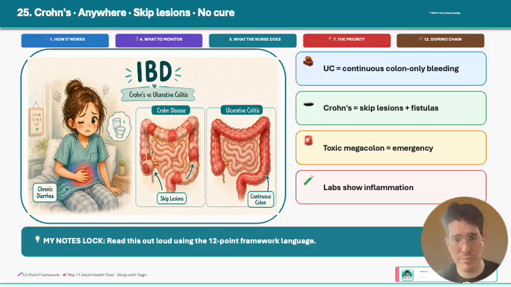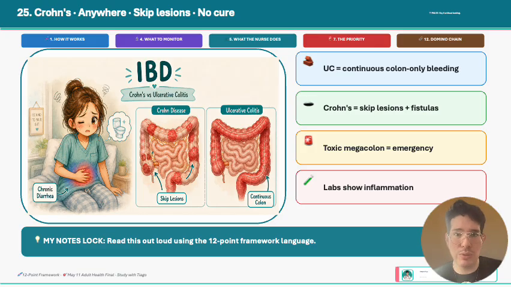Crohn's is transmural, meaning it can affect the full thickness of the bowel wall. That is why Crohn's is associated with strictures, fistulas, abscesses, and obstruction. If inflammation goes through the whole wall, abnormal tunnels and narrowing can form.